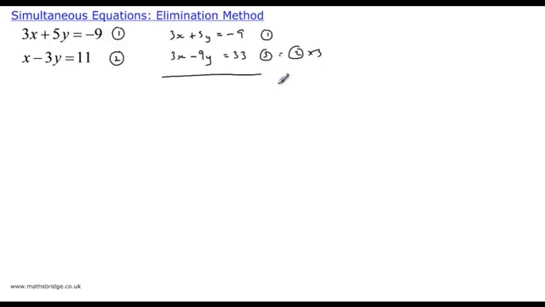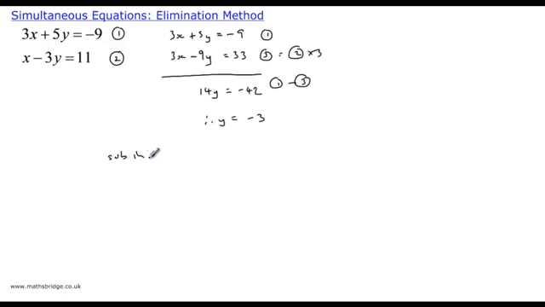I can now subtract these two equations. This gives me 14y equals minus 42. And then dividing by 14 gives me a value of y of minus 3.